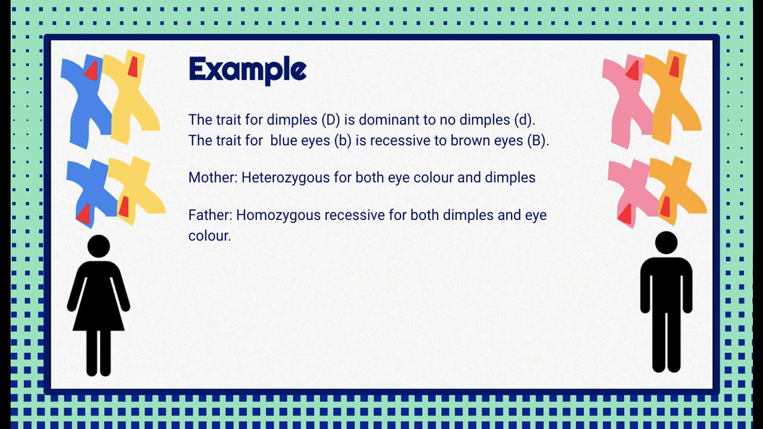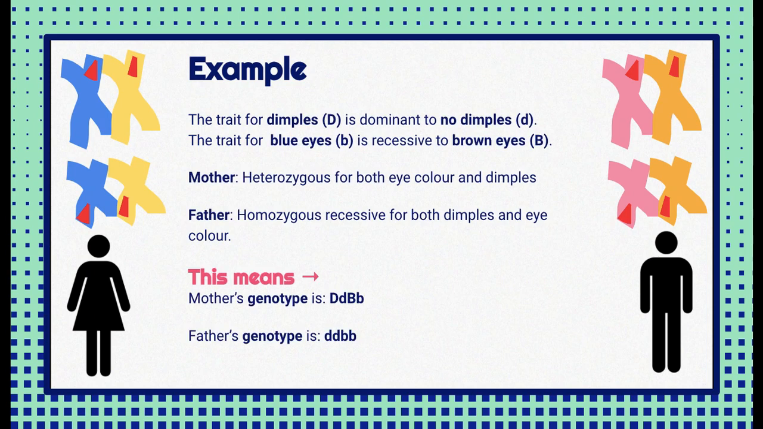If we have a mother who's heterozygous for both eye color and dimples, it means that she has both a dominant and recessive allele for both traits. A homozygous recessive father means that the individual has two recessive alleles for both traits. Homozygous meaning the same, so homozygous recessive means two of the same recessive alleles. This means that the mother's genotype would look like this: an uppercase, lowercase, uppercase, lowercase. While the father's genotype is all lowercase because they are all recessive alleles.